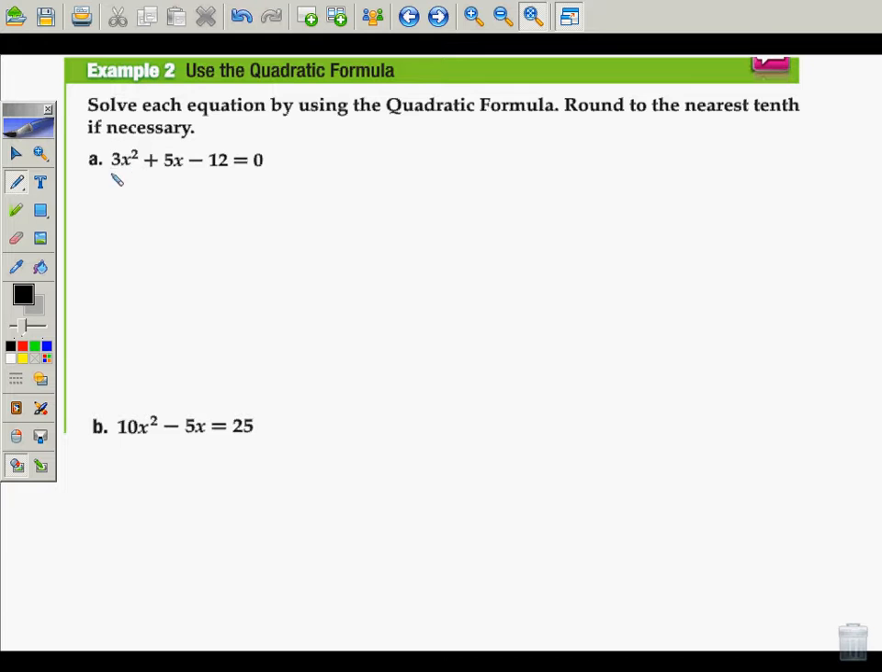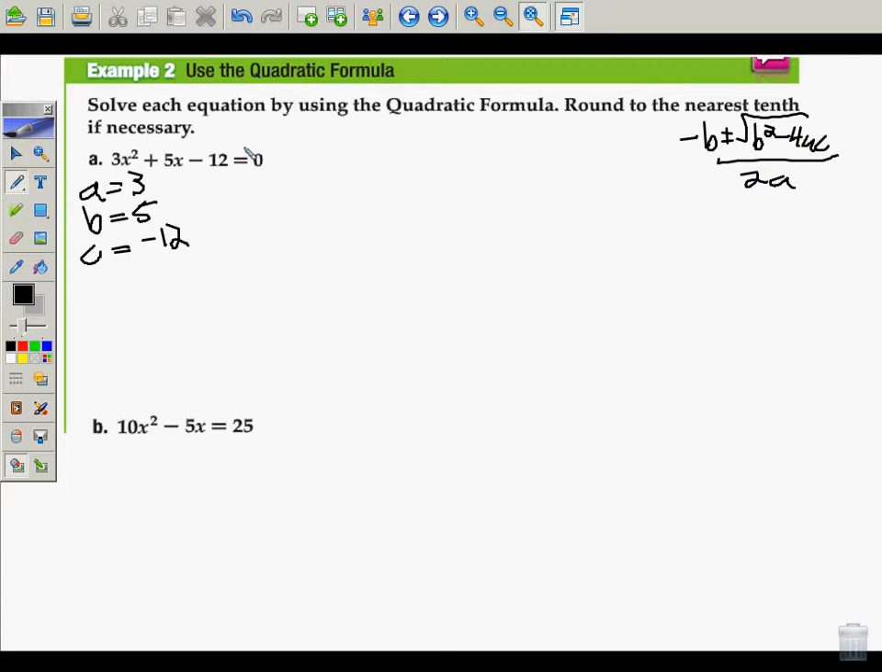I will probably do. So we've got our equation, 3x squared plus 5x minus 12 is equal to 0. That's good. It's in standard form. So now I just identify my a, b, and c. A is 3, b is 5, c is negative 12, and we're all ready to go right to our formula, which is, I'll write it off to the side, negative b plus or minus the square root of b squared minus 4ac all over 2a.